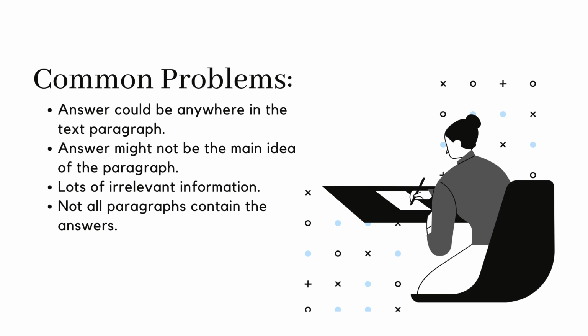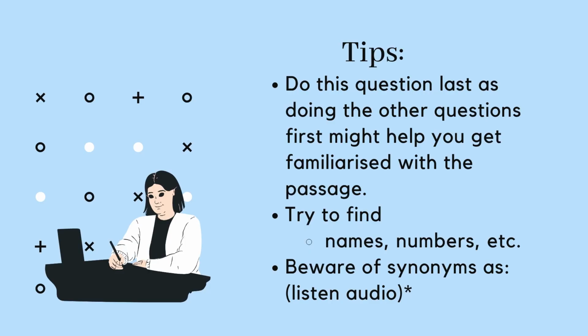Now let us look at the tips and the strategies for this question type. Firstly, we'll go with tips. Do this question last, as doing this would be a smarter choice. Doing the other questions first might help you to get familiarized with the passage. Try to find the names, numbers, etc. first, then try going for solving it further. Be aware of synonyms, such as beautiful, not beautiful and so on.